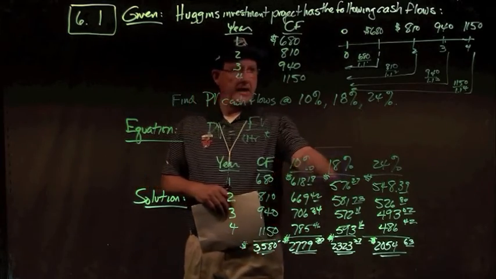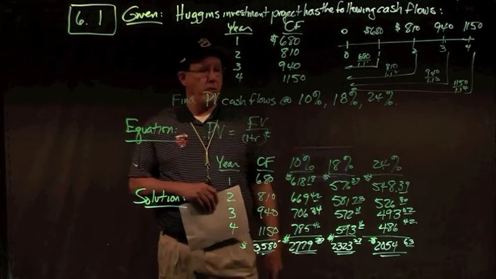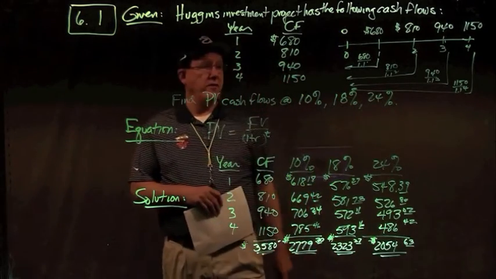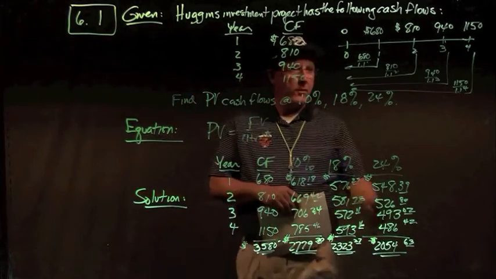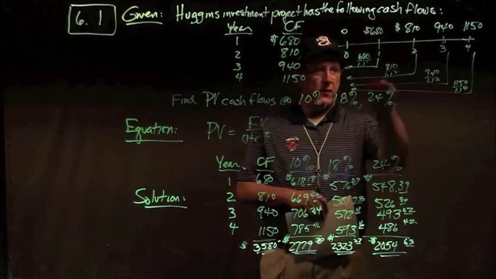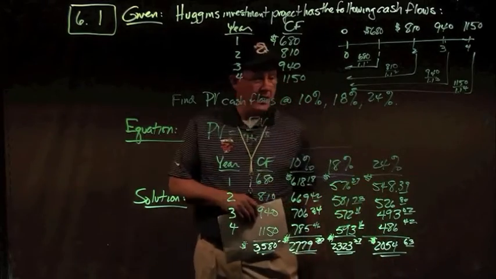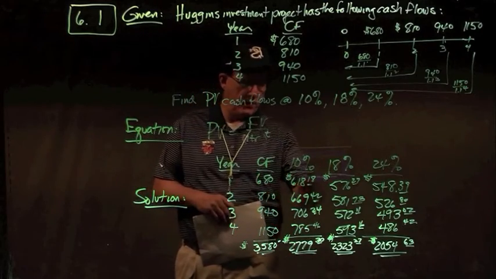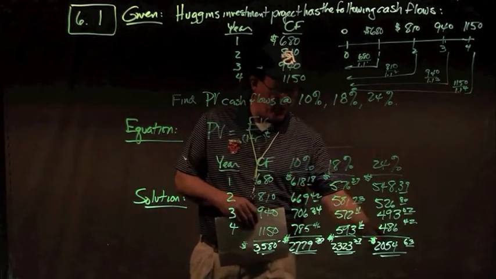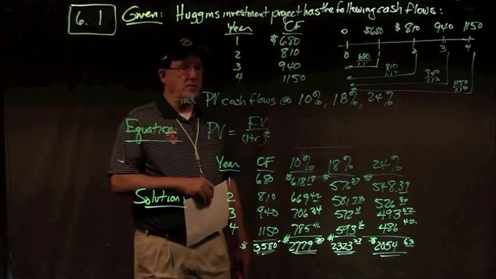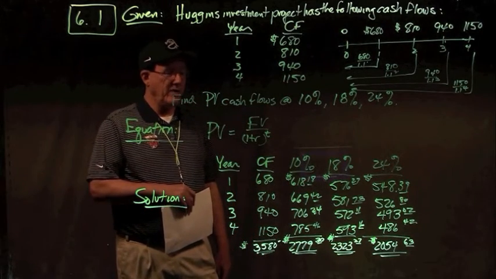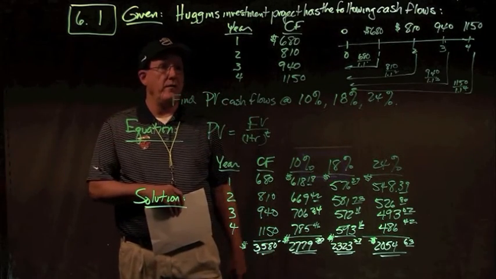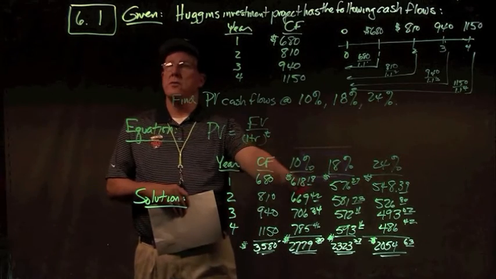We do the same thing at 18%, but in that case we divide by 1.18 to each of their respective powers. And we get a total of 2,323.27 for the four cash flows. And at 24% we divide by 1.24 to the first, second, third, and fourth. And we get a total series of cash flows of 2,054.63. Note that as my discount rate goes up from 10 to 18 to 24, my total present value of these same cash flows decreases. In a world with no discounting, we'd have these cash flows adding up to $3,580. And there are your answers to problem number 1.